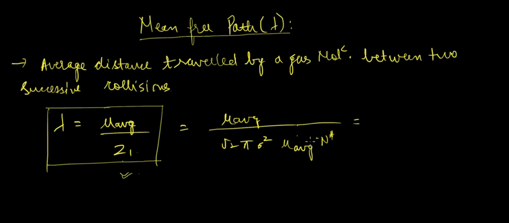So U average getting cancelled, this implies that mean free path can be written as 1 upon root 2 pi sigma square n star.